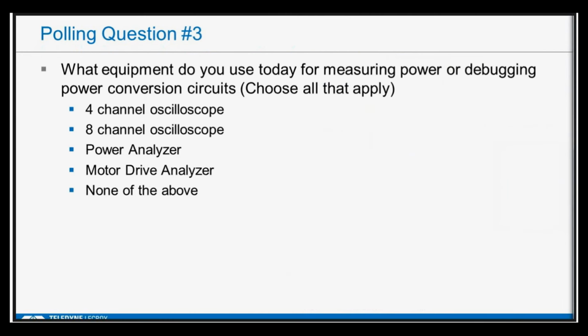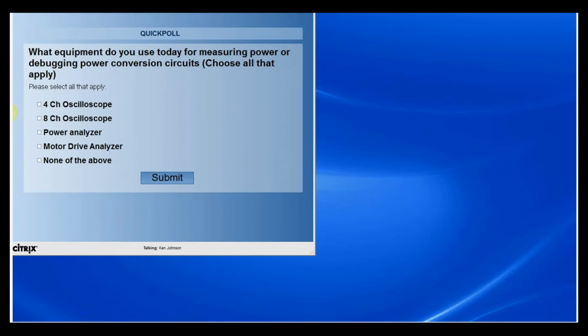All right, so this is our last polling question, and then we'll go on to the next section. Let me ask you, what equipment do you use today for measuring power or debugging power conversion circuits? Just choose all that apply: 4-channel scope, 8-channel scope, a power analyzer. Maybe you have one of our motor drive analyzers, or maybe you're not using any of these things. So just take a couple moments and answer that question for me, please.